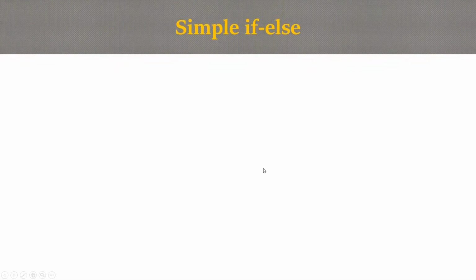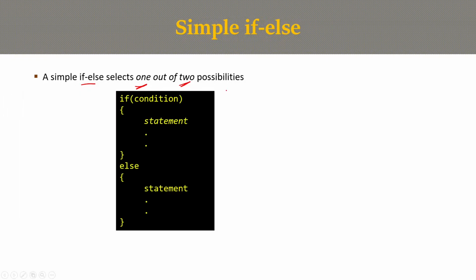Okay. So moving on to the simple if else. Now a simple if else selects one out of two possibilities. So here we have the syntax of a simple if else. Here we have an if, then we put a condition. Now if this condition is satisfied, then this statement will be executed. And if this condition is not satisfied, then it will go to else, and then this statement will be executed. So a simple if else is used to select one out of the two possibilities.